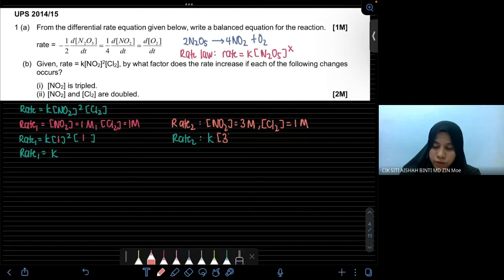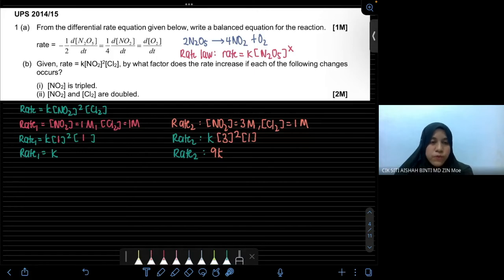3. Don't forget to the power of 2 sebab the order of reaction here kan. Okay, and then concentration of Cl2 is still the same, so the power of 1 lah. So from here, we know that the rate 2 is equal to, so maknanya when we multiply this, we do get 9K.